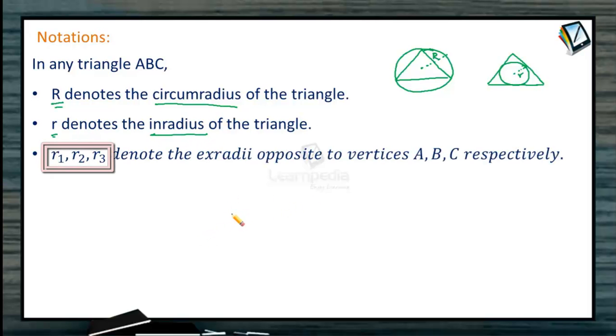Now what are these? R1, R2, R3 denote the exradii opposite to the vertices A, B and C respectively. Now what do we mean by this?